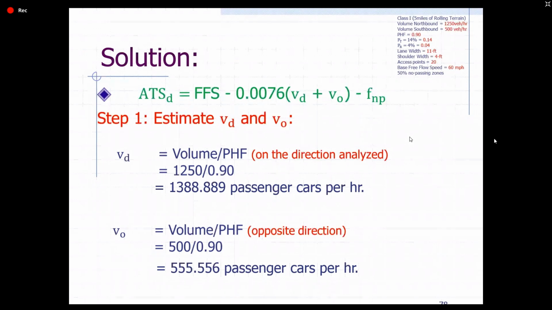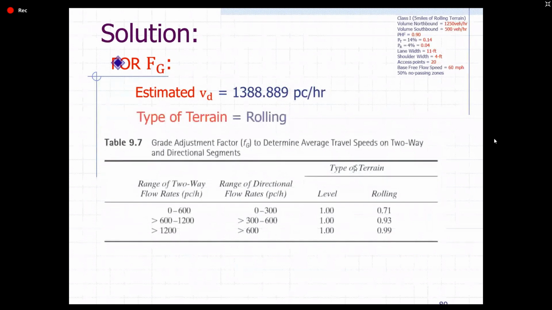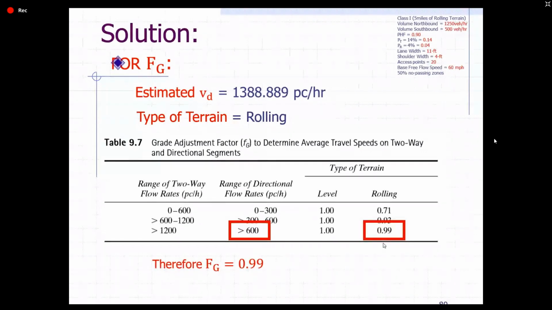Mga values natin. Kunin natin yung actual value. So still, ito yung formula natin. Kunin muna natin yung FG natin using yung table 9.4. Ito yun, 9.7, I'm sorry. So, sa title natin, average travel speeds of a two-way and directional, it is greater than 600. So, ito yun, 0.99. Okay, kasi rolling siya.